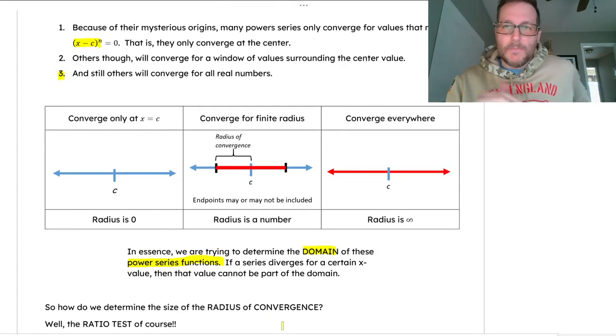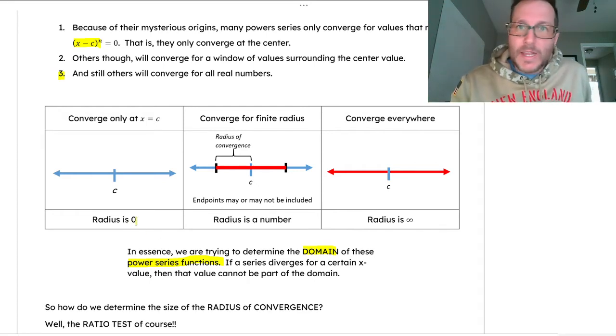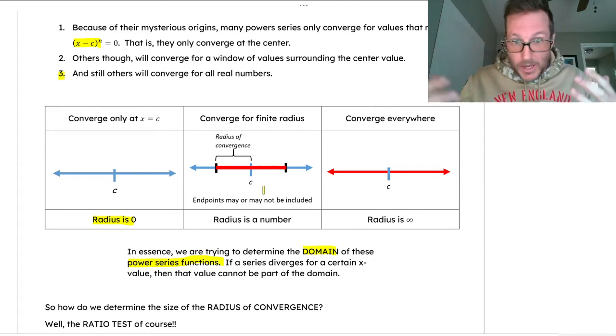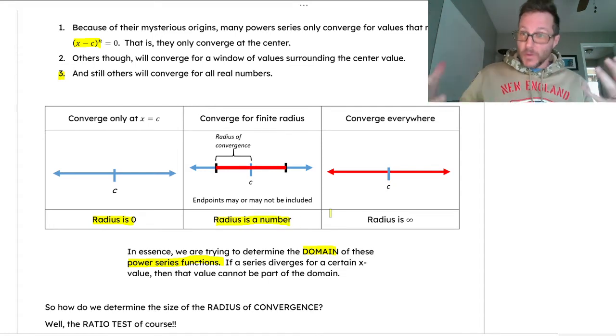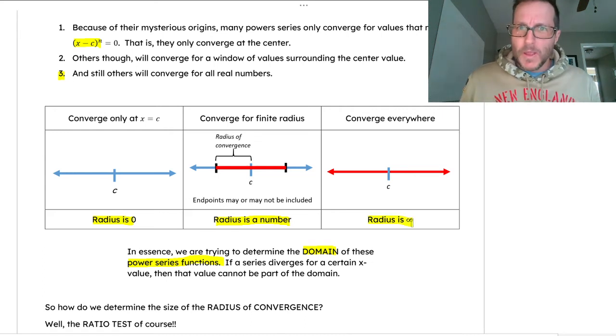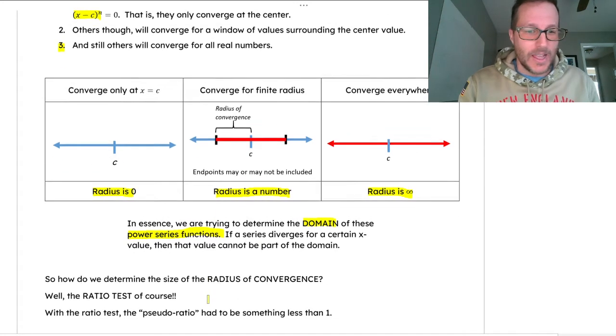All right, so the idea here is how do we find the radius of convergence? The radius of convergence for the first case would be that the radius is 0. If we converge for a finite radius, well then the radius is a number for that case. Or if we converge everywhere for all real numbers, then the radius is infinite in size. So how do we figure out what the size of the radius is? Well, of course, it's the ratio test. Oh yeah, that old beauty. I love me some ratio test.